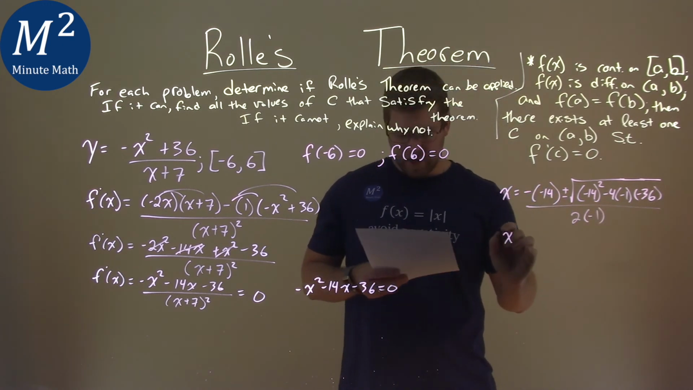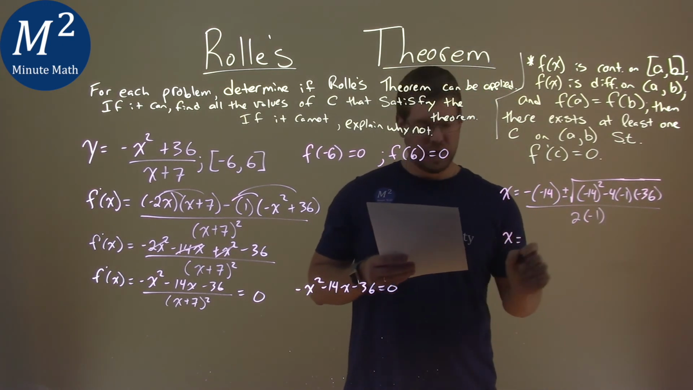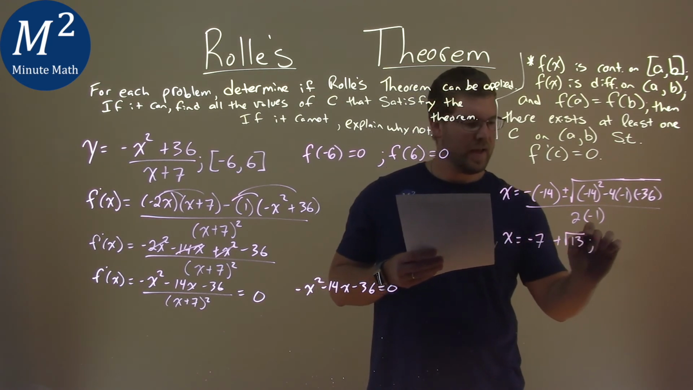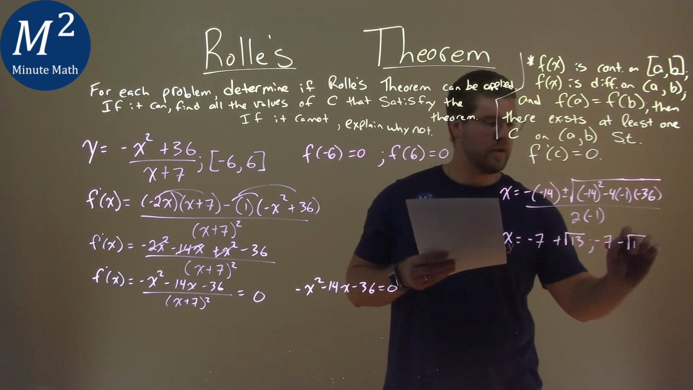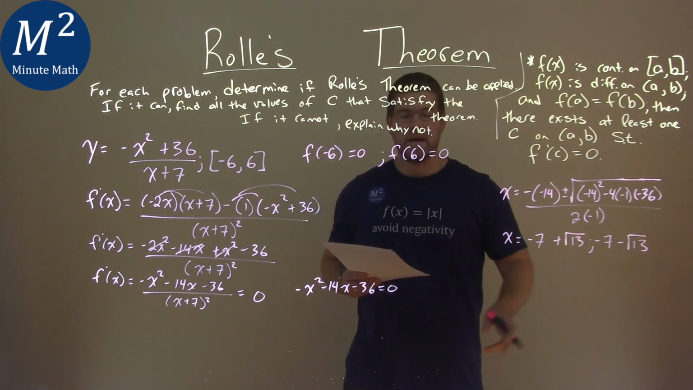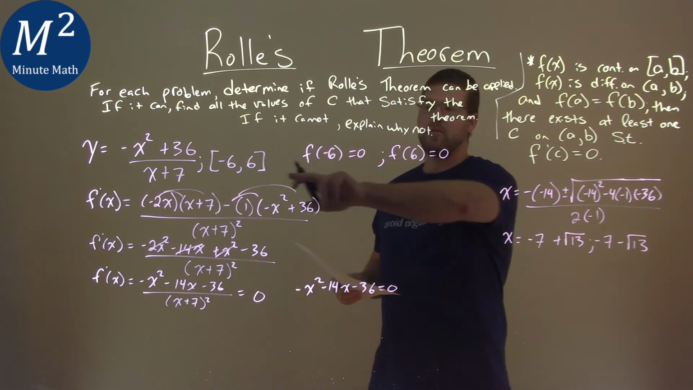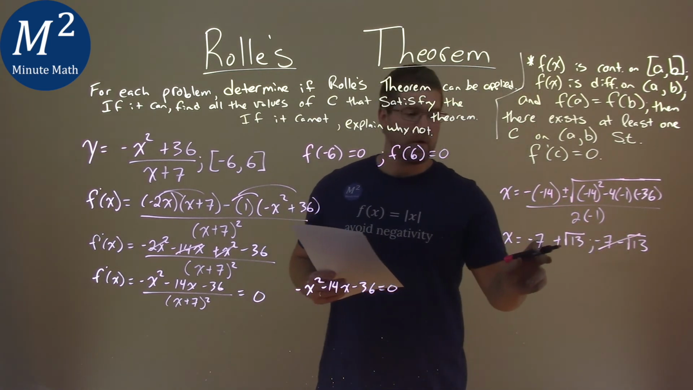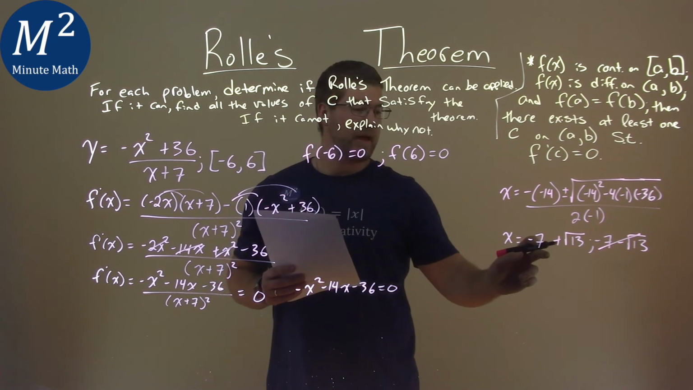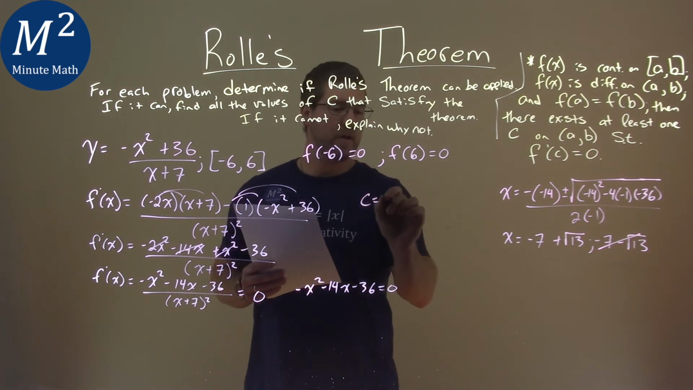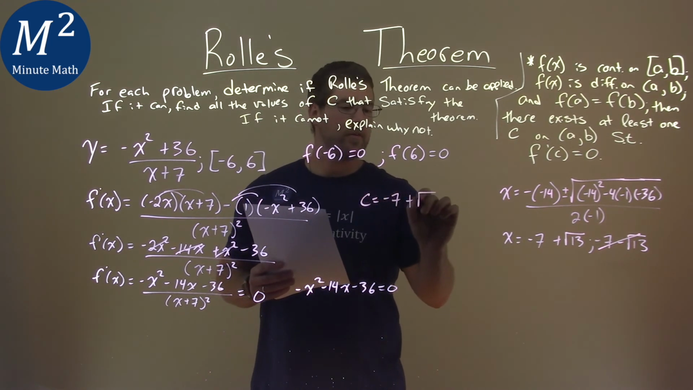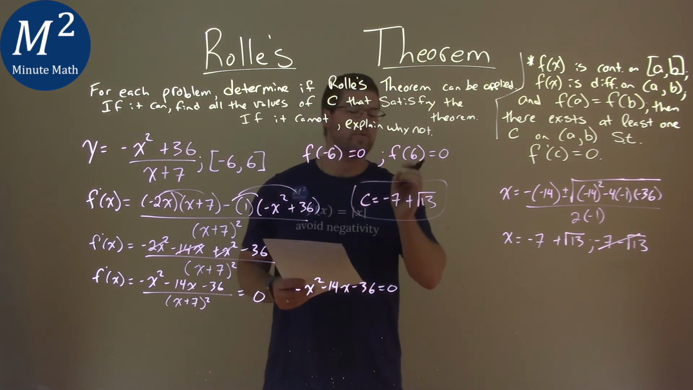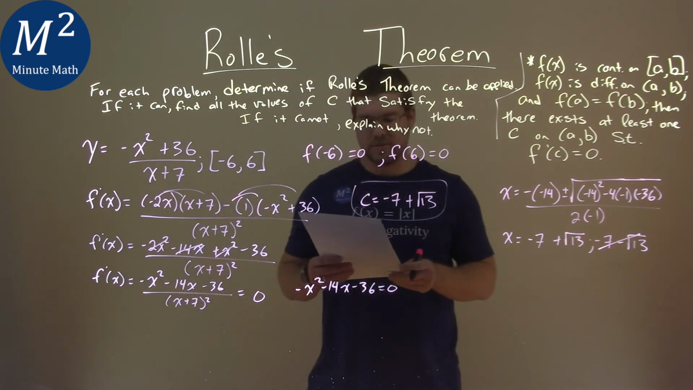Now, luckily for you, I solved this for you. This simplifies to -7 plus square root of 13, and -7 minus the square root of 13. Now, -7 minus square root of 13 is outside of our interval. We don't use that. So we can only use the x value we found, a c value of -7 plus square root of 13. And this is the only value of c that satisfies Rolle's theorem for our function.